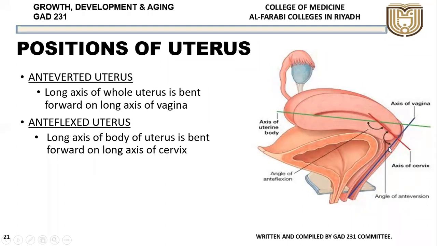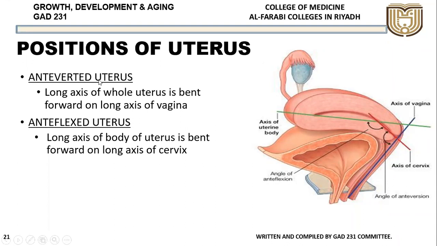The vagina and the cervix are at 90 degrees. That is called the angle of anteversion. Then the angulation between the cervix and the body of the uterus: this is the long axis of the body of the uterus and the cervix. It will be almost an obtuse angle, more than 90 degrees, less than 180 degrees. That is called obtuse. So this is called the angle of anteflexion.